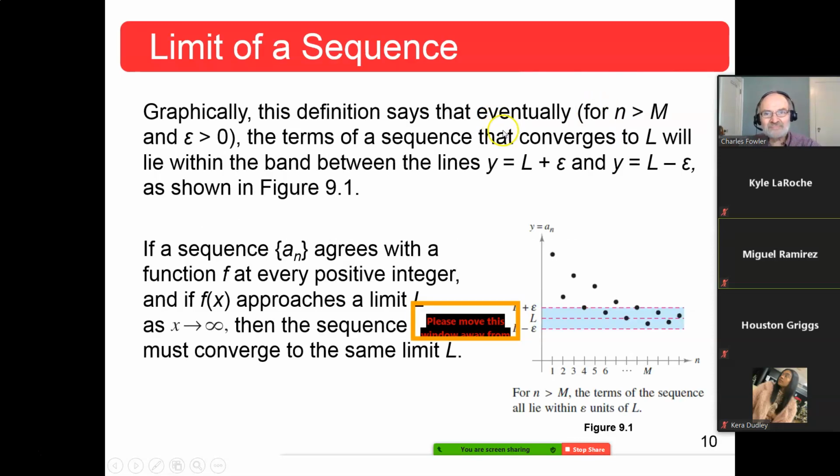Okay, this definition says that eventually for n greater than m and epsilon greater than 0, the terms of the sequence will lie between a band that's between y equals L plus epsilon and y equals L minus epsilon.